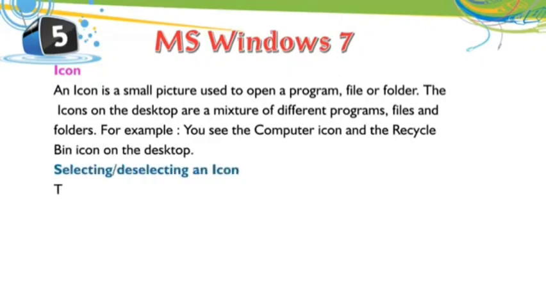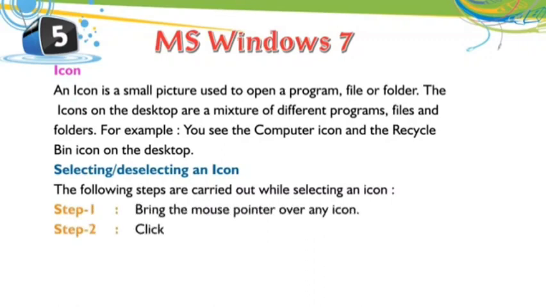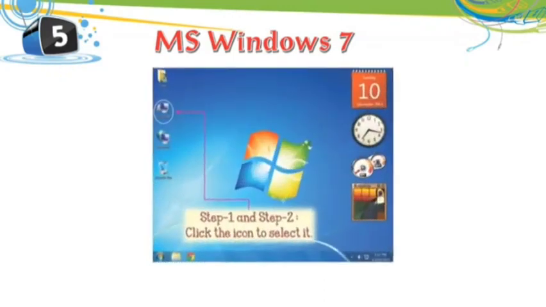Selecting or deselecting an icon. The following steps are carried out while selecting an icon. Step 1. Bring the mouse pointer over any icon. Step 2. Click on the left mouse button once. Click the icon to select it.